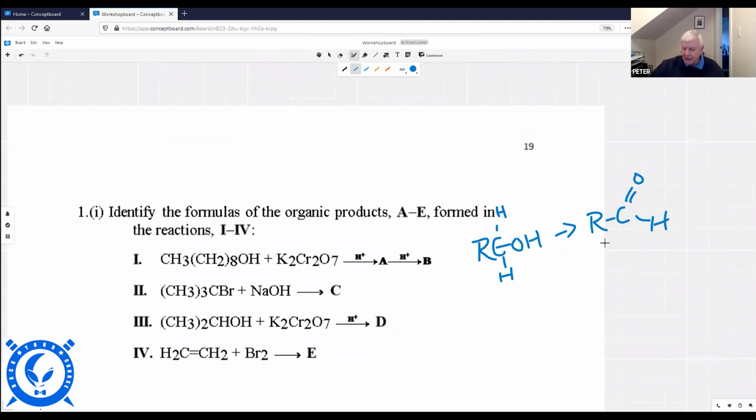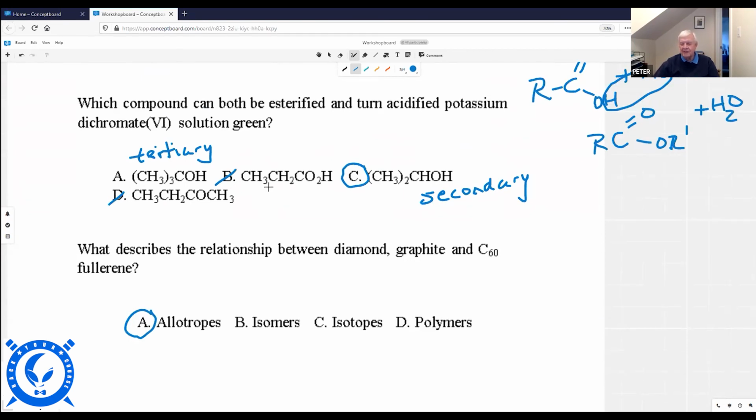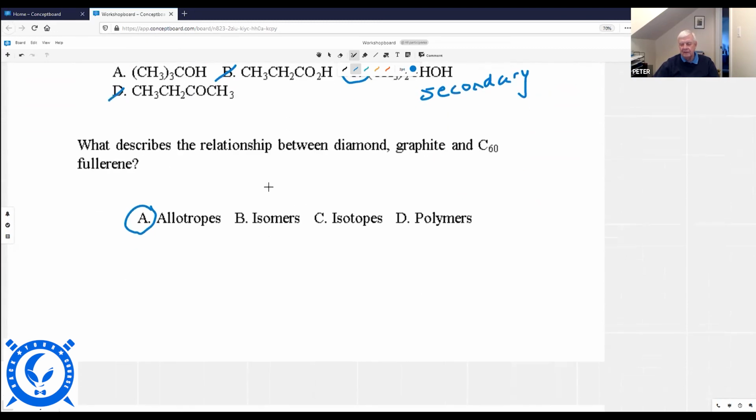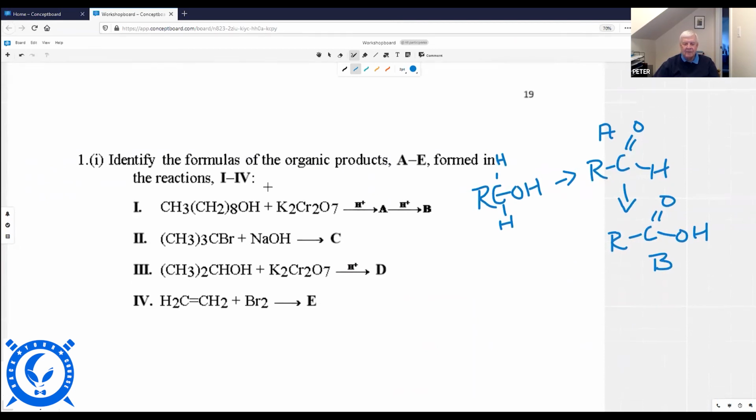And if you're doing this preparatively, you have to essentially distill off the product before it can be oxidized further. And I have a nice descriptor of that. Some of you may have done the lab as well, because aldehydes can be oxidized further to finally form a carboxylic acid. That's B. So A is the aldehyde, B is the carboxylic acid. And that will not react any further. That's why in the multiple choice one, we knew it couldn't be the carboxylic acid because that wouldn't react with potassium dichromate.